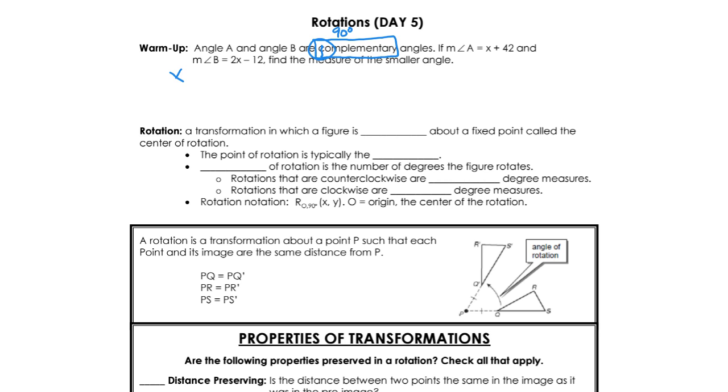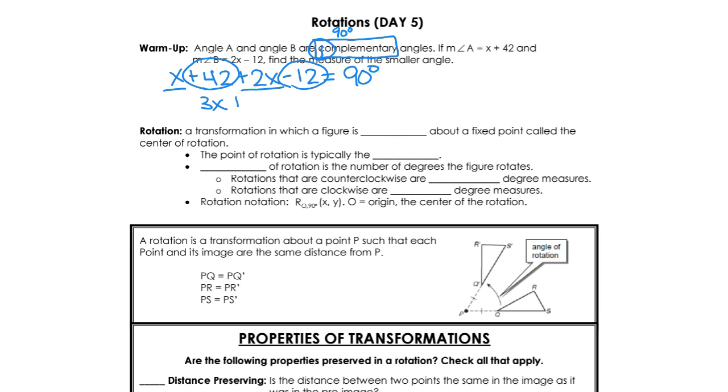So we're going to say x plus 42 plus 2x minus 12 equals 90 degrees. And they want us to find the measure of the smaller angle. So we got to solve for x first, and then we'll plug in. Okay. We have an x plus a 2x, which is 3x.